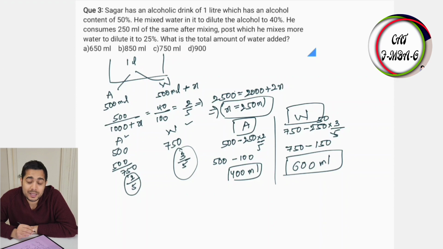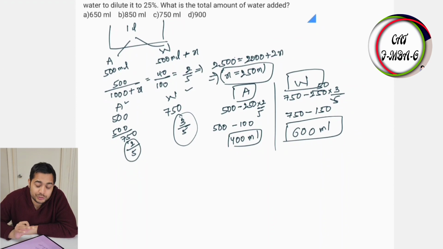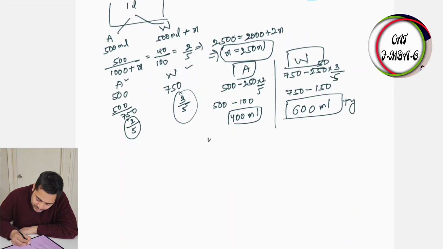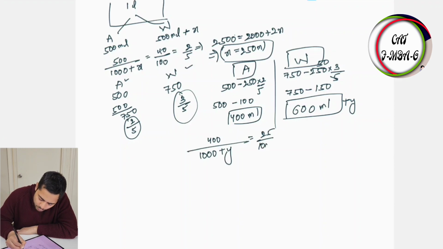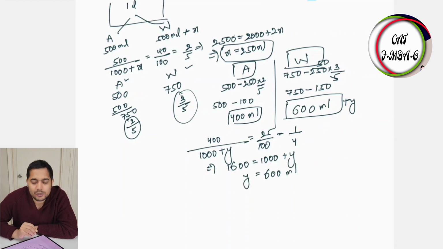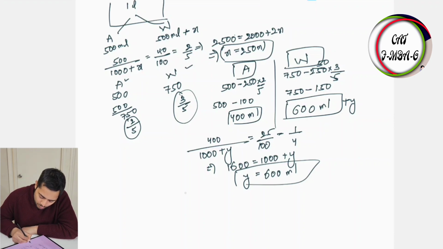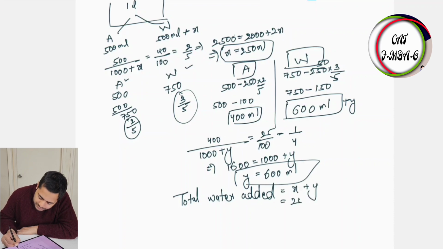Now he mixes water again so as to reduce the concentration to 25%. So let us assume now he mixes y amount of water. Now the alcohol concentration is 400 upon 1000 plus y, which is equal to 25 upon 100, which is equal to 1 upon 4. That implies 1600 is equal to 1000 plus y. So y is equal to 600 ml. You are required to calculate the total amount of water he mixed till now. So total water added is equal to x plus y, which is 250 plus 600, which is equal to 850 ml. This should be your right answer.